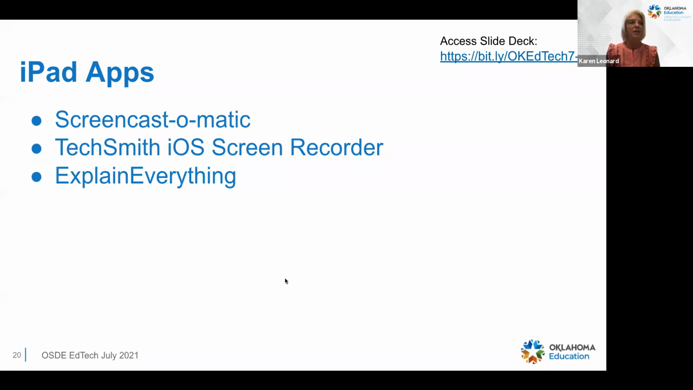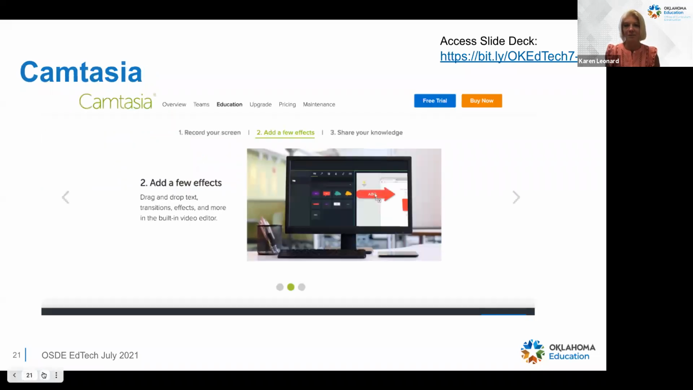This one is like my all-time favorite, but it's also expensive. Camtasia, I would recommend if you're a hardcore user. I think it's about $169 a license. So, you know, that's something that I purchased on my own.